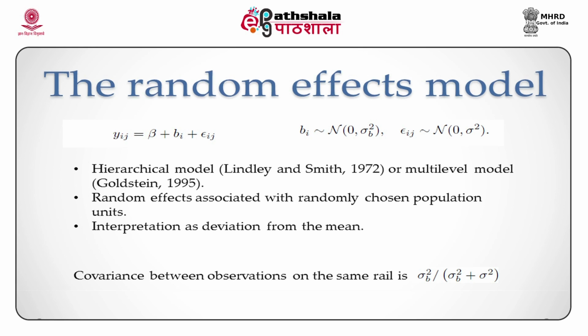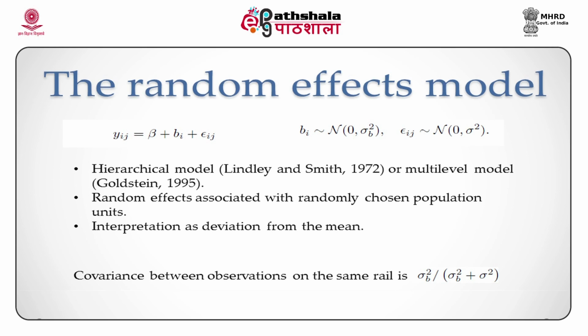Now note that the effect of this assumption is that the covariance between observations on the same rail, say the first and the second observation, that is the covariance between y_i1 and y_i2, and because y_i1 and y_i2 share the same common random effect Bi, it turns out that this covariance is given by sigma_b squared divided by sigma_b squared plus sigma squared, where sigma squared is the variance of the error term. Thus, introduction of the random effect has induced covariance between observations on the same rail.